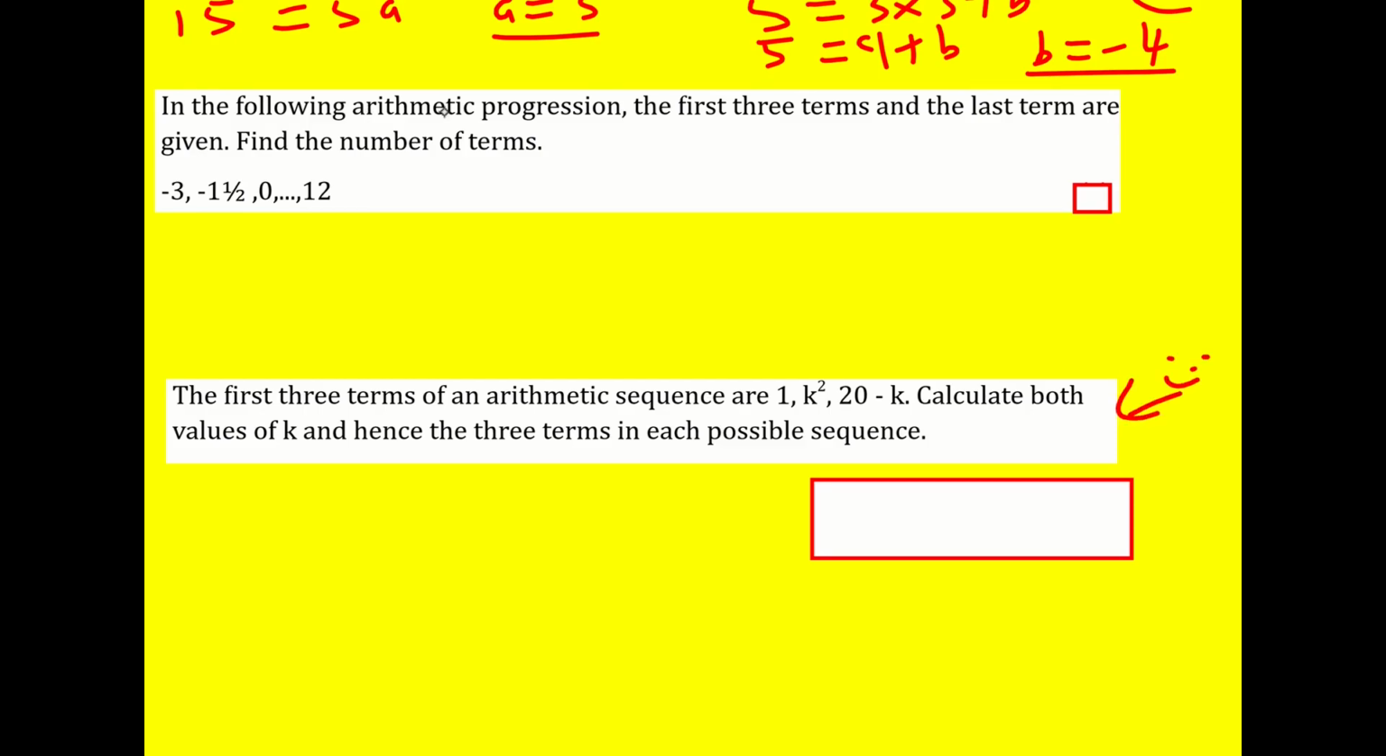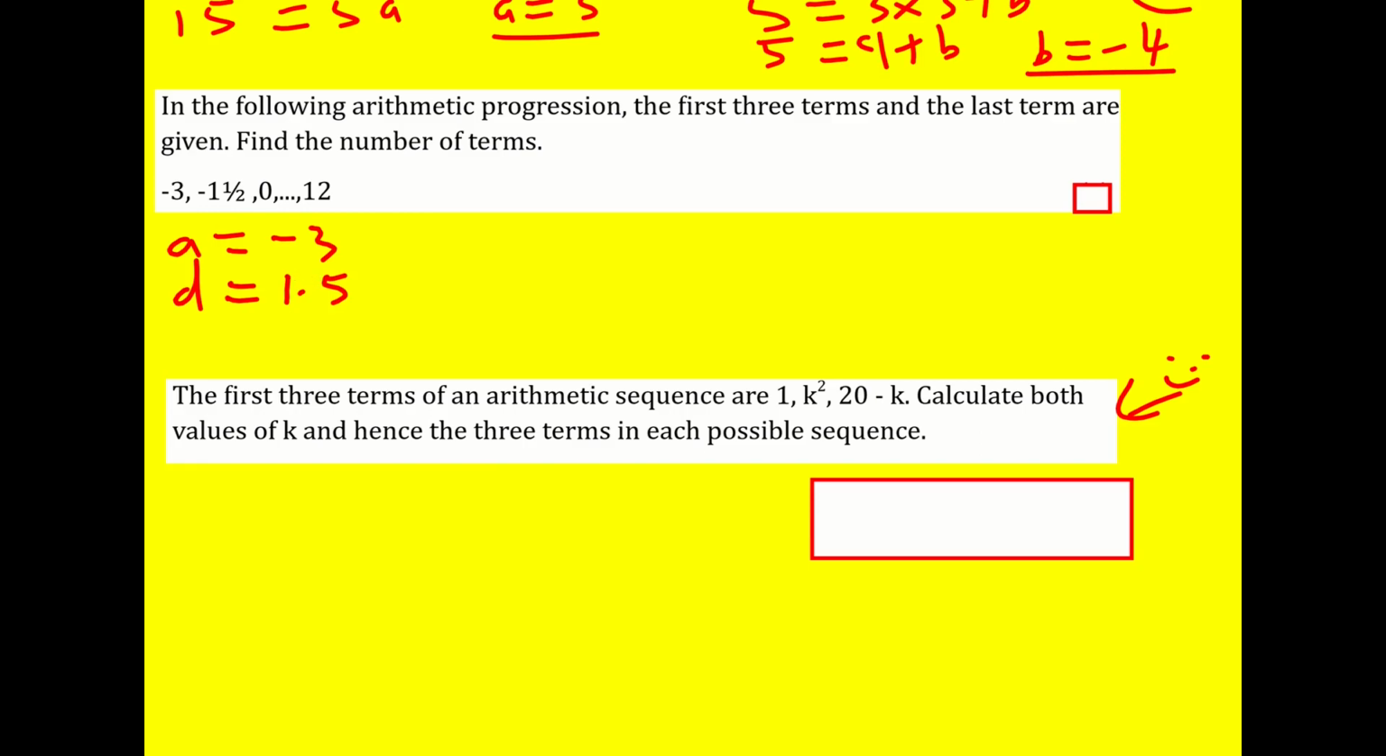Okay, so in the following arithmetic progression, the first 3 terms and the last term are given. Find the number of terms. So just turn the problem on its head. Here, I need to work out what n is, but that's okay. The first term is minus 3. What's it going up or down by? Well, up is the definition of the common difference. It would be negative if it was going down. So we're going up by 1.5.